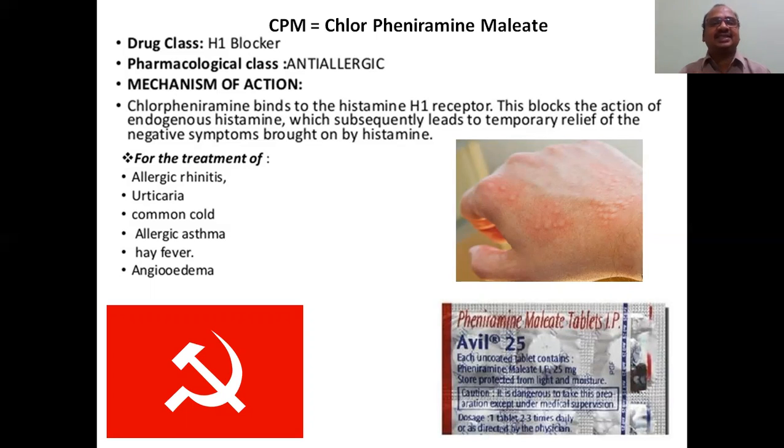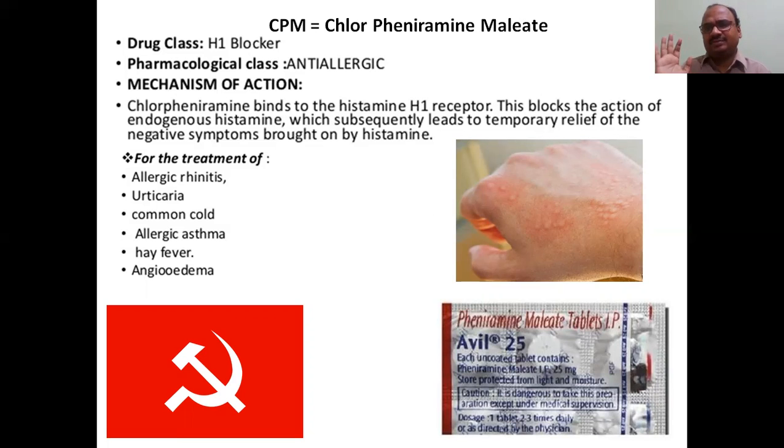Drug class is H1 blocker. Pharmacological action is anti-allergic. Mechanism of action, we know it blocks the H1 receptor. Same story. It is used for the treatment of allergic rhinitis, urticaria, common cold, allergic asthma, hay fever, and angioedema, swelling in the heart. CPM, chlorpheniramine maleate, is a wonderful drug. It is popularly available as Avil 25, Avil 50. You Google it, Avil 25, 50.